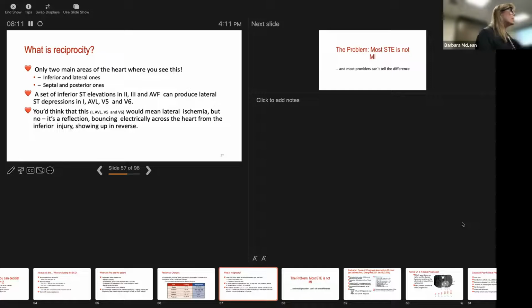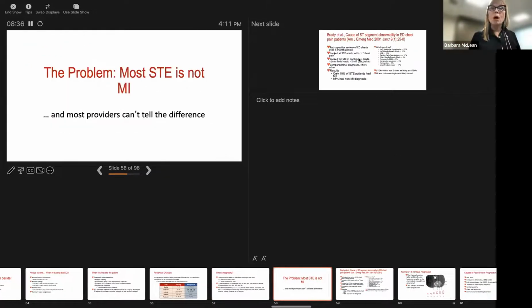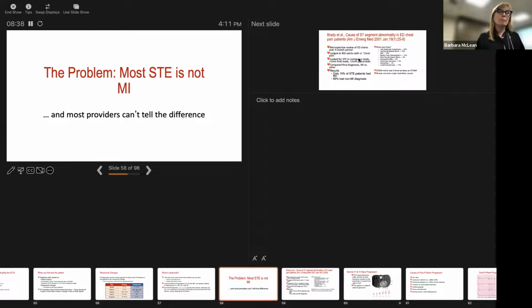So you never see ST depression ever in chest leads. Anytime you see ST depression in chest leads, you should be concerned that that is reciprocal for a posterior infarct. And posterior infarcts are missed, and they are deadly. I mean, deadly. Now we know that one problem is that most of what's reported as STEMI is not myocardial infarction. And by the way, most providers can't tell the difference. It's really hard. Really, you need a cardiologist to help you with that.